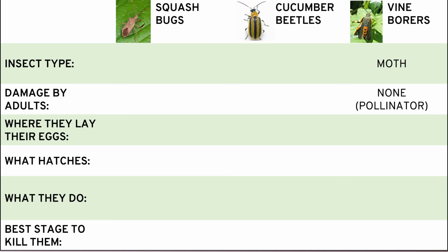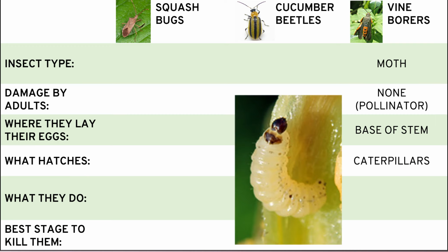Vine borers are a moth. They do move around during the day. That's unusual for moths, and they do look kind of like a wasp because of their coloring, but they're just a moth. The adults don't do any damage. In fact, they're actually a pollinator. They lay their eggs, much like the cucumber beetles do, at the base of the stem, and what hatches out is a caterpillar. Much like the cucumber beetles, these guys have to go through a metamorphosis.